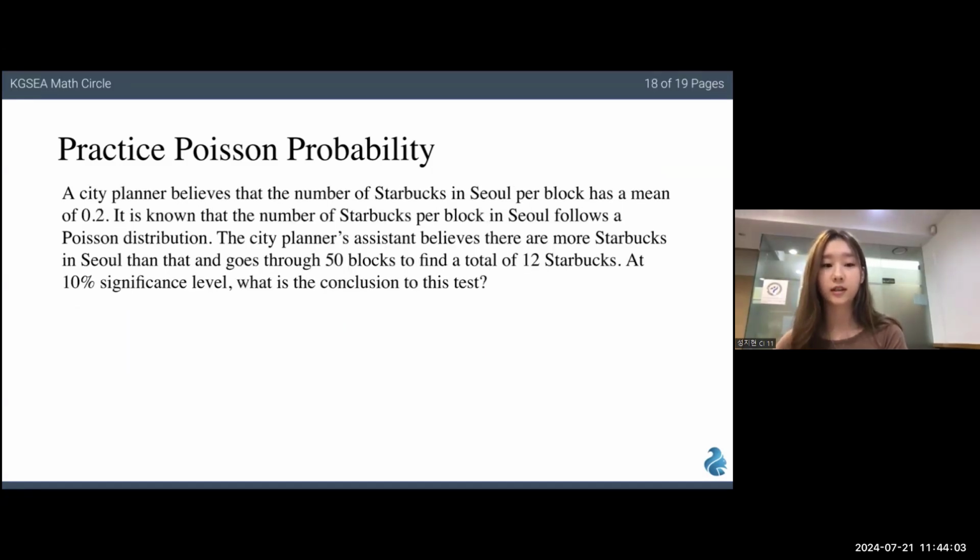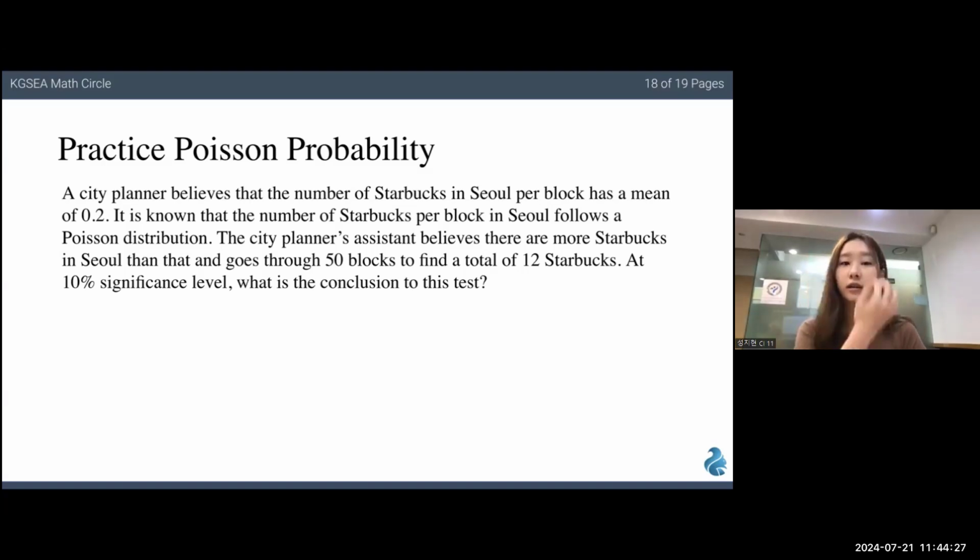In another question, look at this. A city planner believes that the number of Starbucks in Seoul per block has a mean of 0.2. It is known that the number of Starbucks per block in Seoul follows a Poisson distribution. The city planner's assistant, however, believes that there are more Starbucks in Seoul than that and goes through 50 blocks to find a total of 12 Starbucks. At a 10% significance level, what is the conclusion to this test?